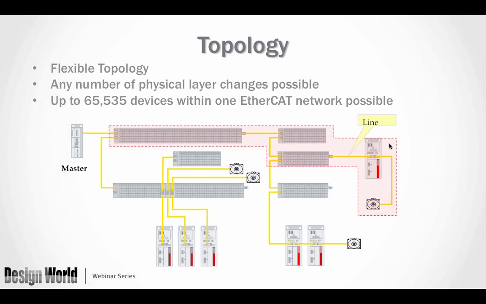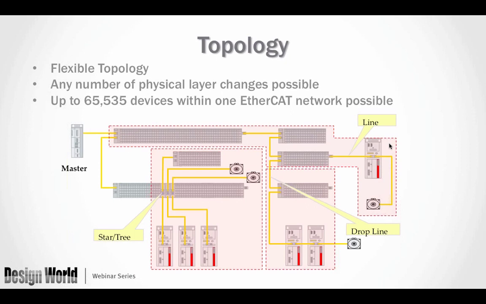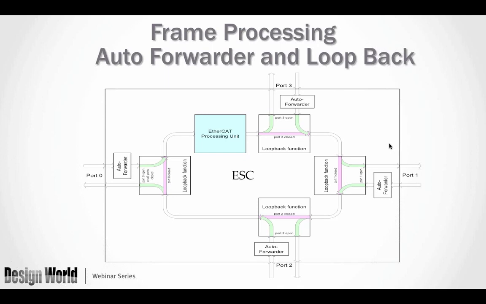And importantly, the topology of the EtherCAT network can be any topology. It can be lines, stars, trees, daisy chains, drop lines, and we can address up to 65,535 devices within one EtherCAT network. And we can do any number of physical layer changes between 100BASE-TX, 100BASE-FX, and LVDS, which is the physical layer between devices that are connected directly together, such as I/O terminals. Within each EtherCAT slave device is the ability to have up to 4 ports. This allows us to do all these topology changes without the need for switches or hubs or any other active routing infrastructure.